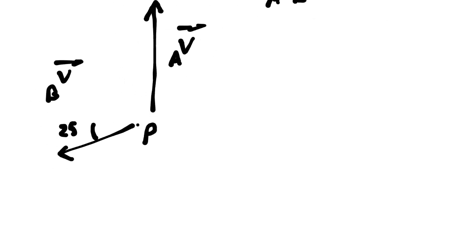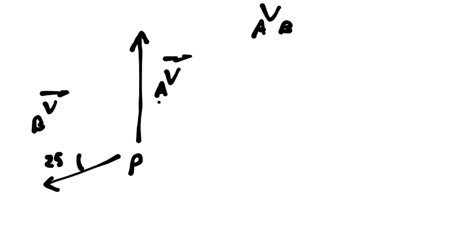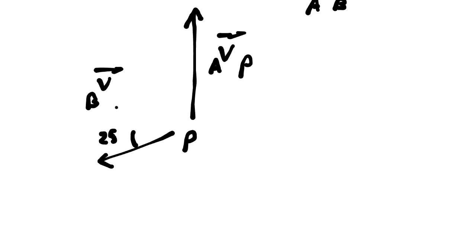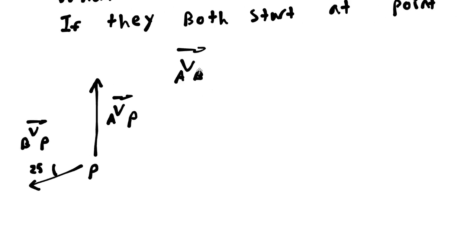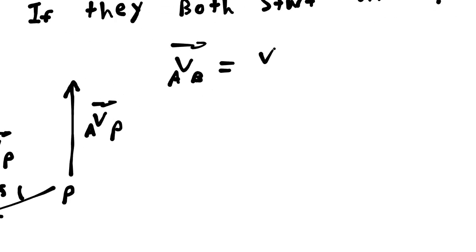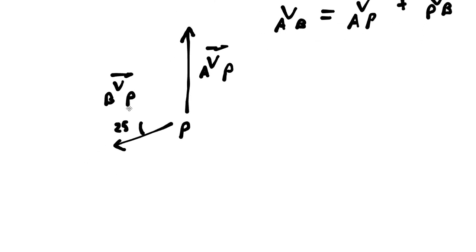Well, you have to remember this point P here. They're both running away from this point P, right? So velocity of A is actually velocity of A with respect to P. And velocity of B is actually velocity of B with respect to P. So now velocity of A with respect to B is going to be equal to velocity A with respect to P plus velocity of P with respect to B. Now this may seem kind of confusing because what is velocity P with respect to B? We only have velocity B with respect to P.